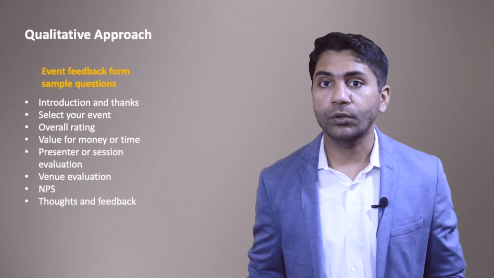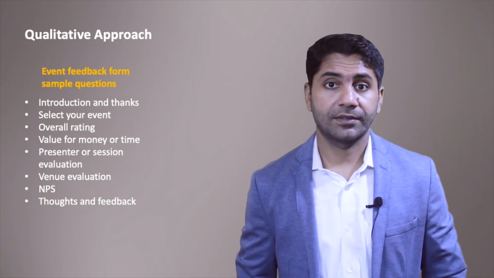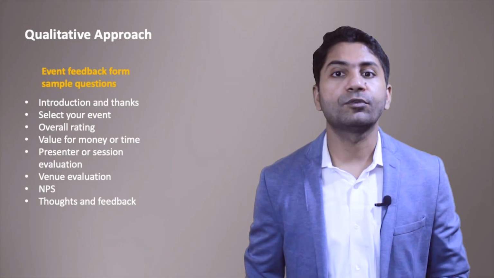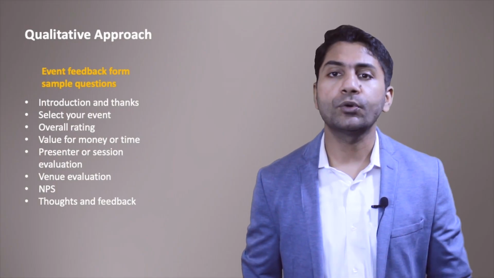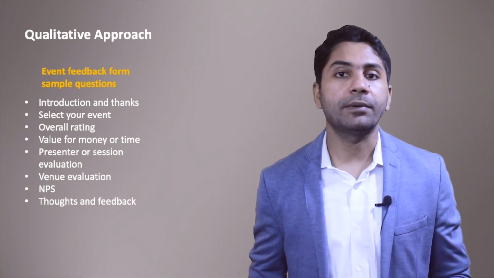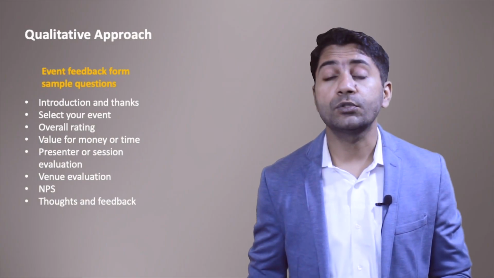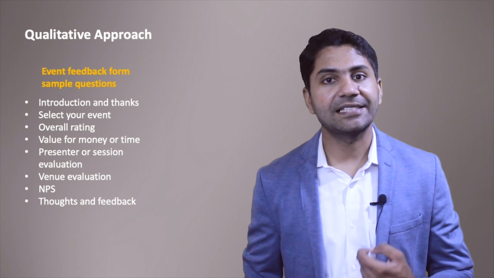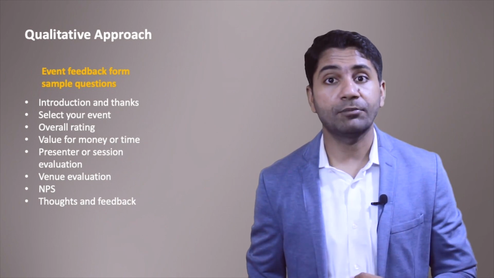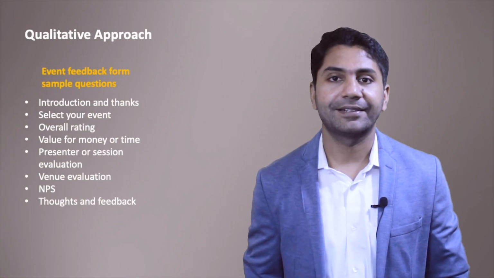Here is an example of questions you may wish to ask on your event feedback form and the order in which to set it out. First one is introduction and thanks. It's important to share gratitude for the attendee coming along to your event. You may also want to mention here why you are collecting the feedback, how and why the data will be stored, and if the answers will be used publicly. Next is select your event. If you are sending multiple event feedback forms, you may wish to segment the answers by event.